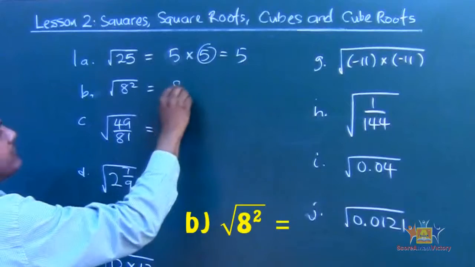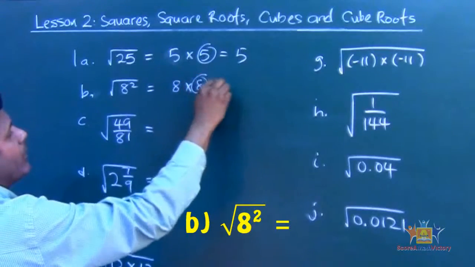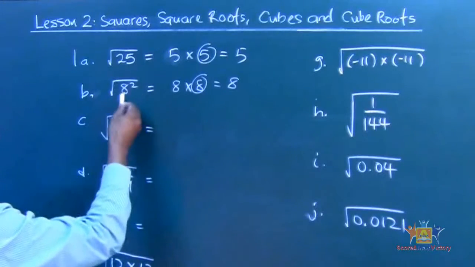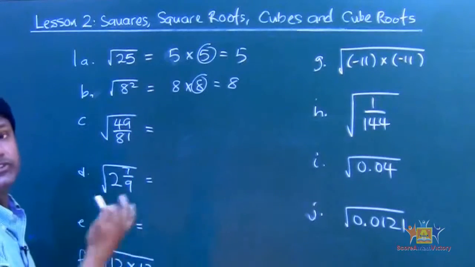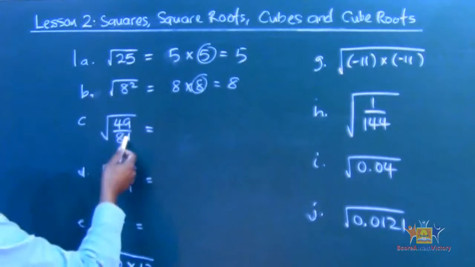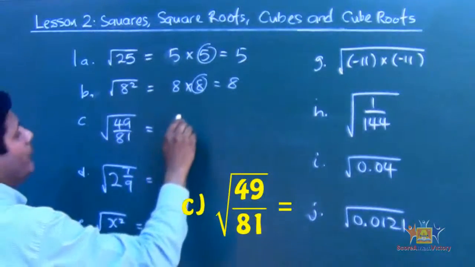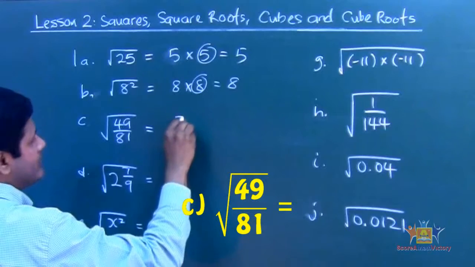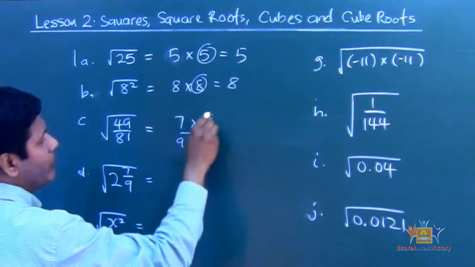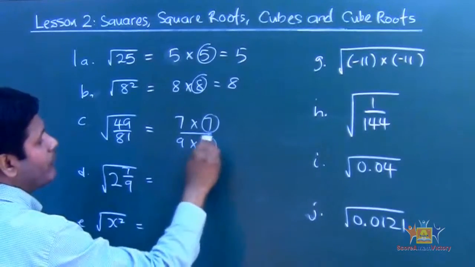8 squared means 8 times 8, and we only need one out of that. See that? That's why it's 8 squared. In this case, it's not times. 8 times 8 is what? 64, which is 8 times 8. They kind of give it in this format. Now this one is 49, which is 7 times 7, and 9 times 9. We only need one from the top and one from the bottom.